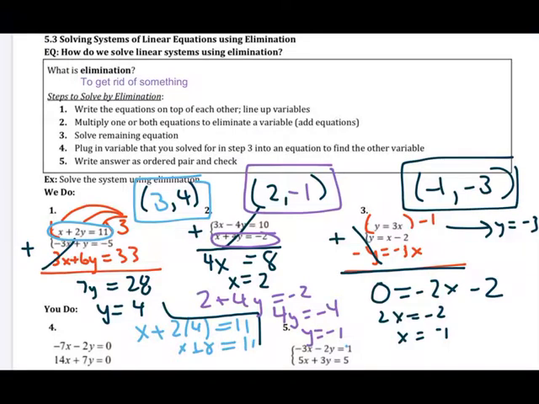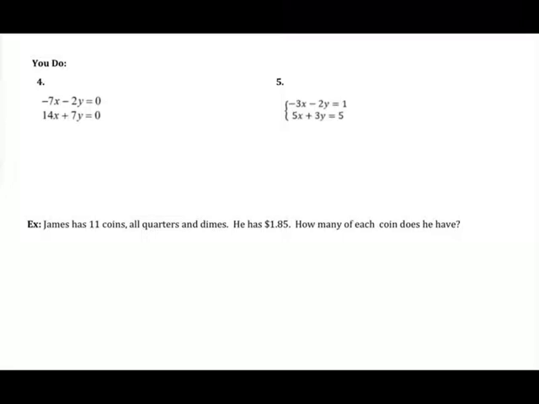So make sure your variables are stacked, multiply as needed so that when you add the equations together you can eliminate a variable, and then solve. Don't forget to solve for your other variable afterwards, and write your final answer as an ordered pair. Why don't you try the 2 examples on the next page? Don't do the word problem, just pause the video and work through examples 4 and 5.